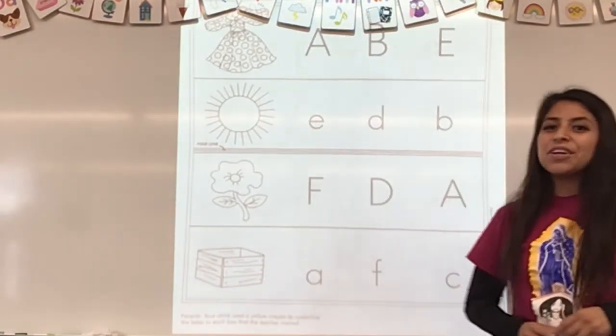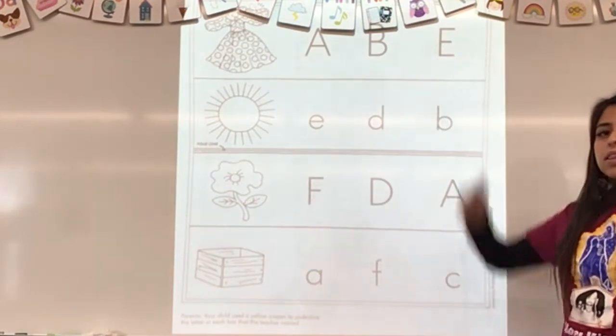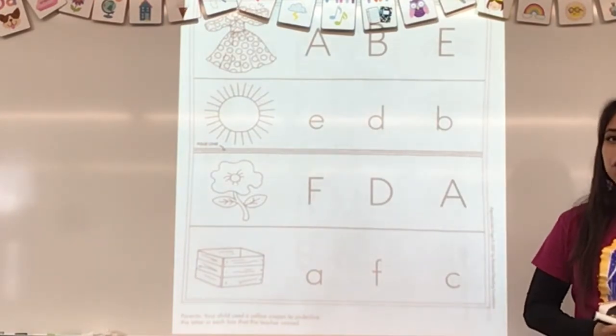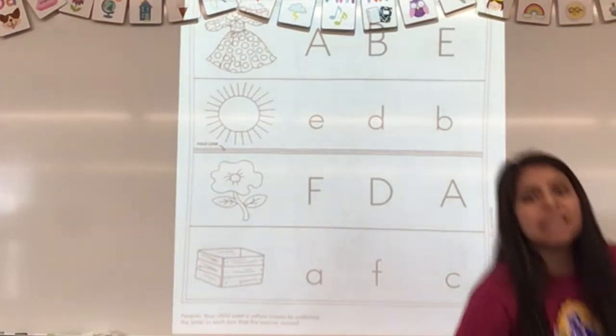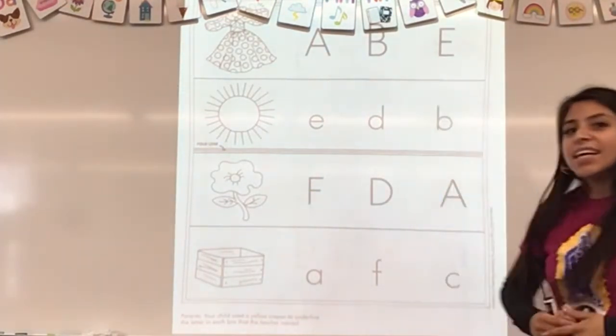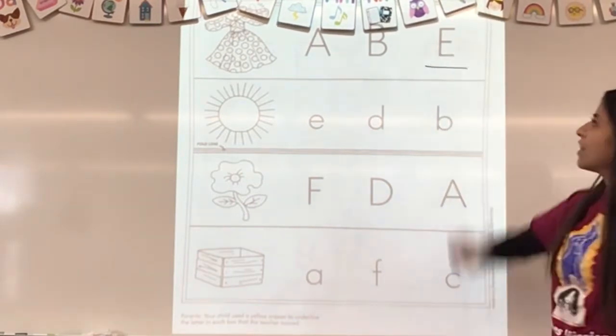Okay, TK, now that you have activity page 13 out, go ahead and start with your top row. This is where we will be identifying our uppercase E. Which one of those letters is our uppercase E? This one, right? Yeah, it has 3 lines across. So go ahead and underline that.